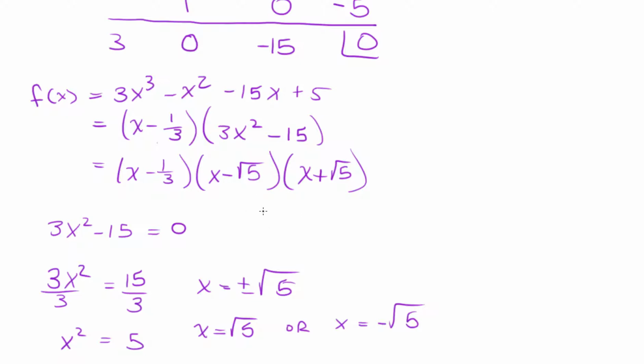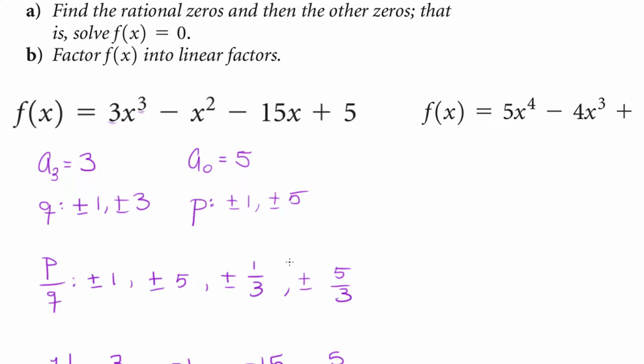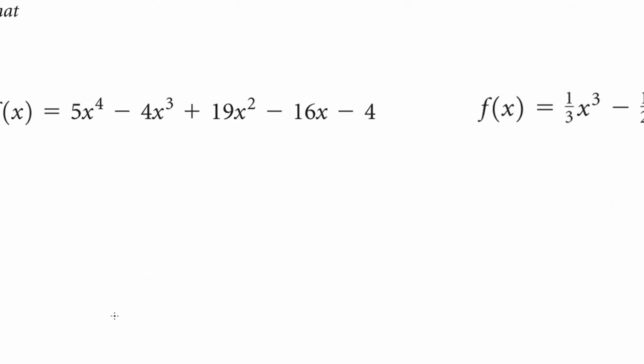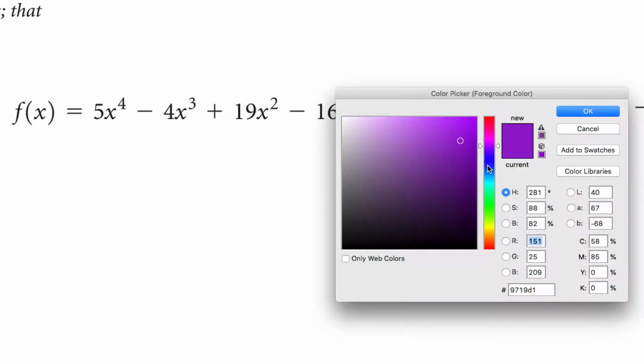Now, if you want to write the solution set, it's going to be 1/3, radical 5, negative radical 5. Okay? Now let's do a longer one, a bigger polynomial, degree 4. Same method. I'm not going to repeat myself, but I'm going to choose a different color.